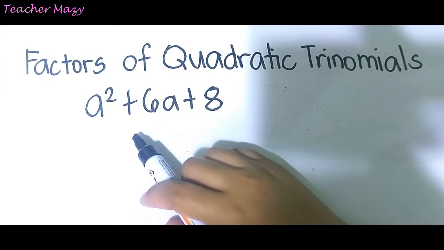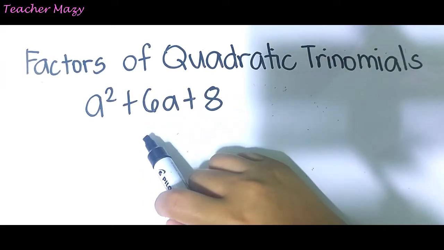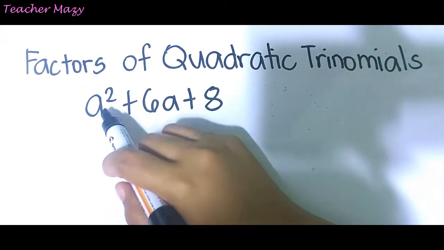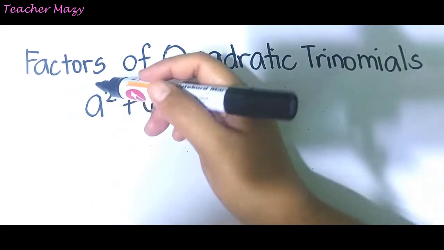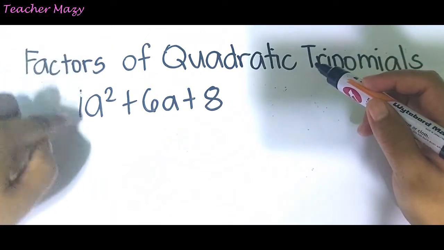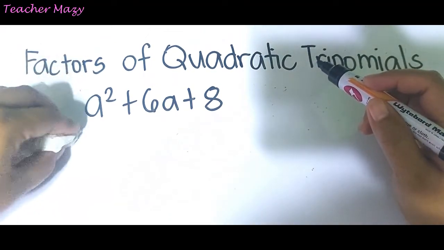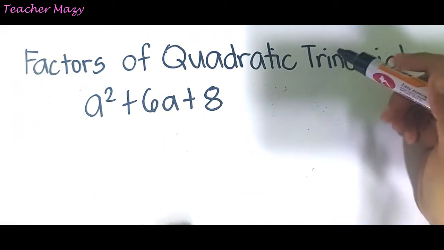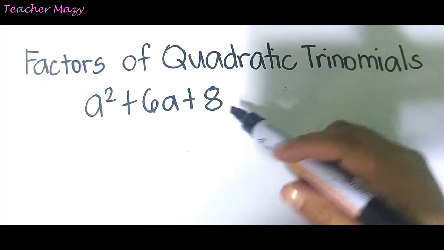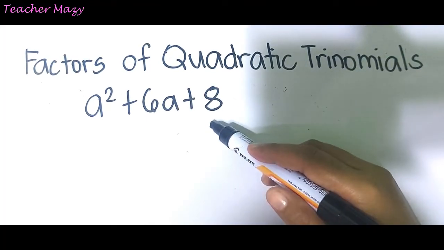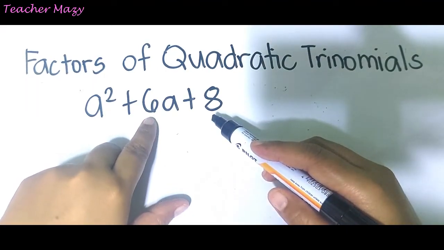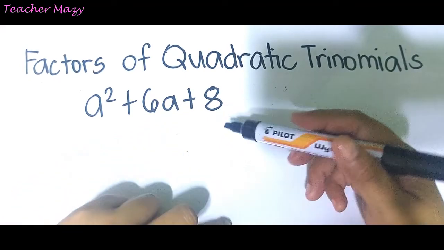This is an example of a quadratic trinomial in the first form, where the numerical coefficient of the first term is equal to 1. When there is no numerical coefficient written, that means it is equal to 1. For the first step, we need to find 2 factors of c, our constant here, whose sum is equal to the coefficient of b. The b is the middle term.